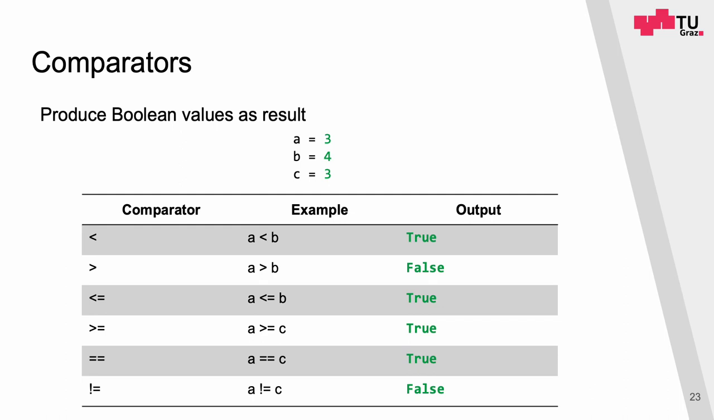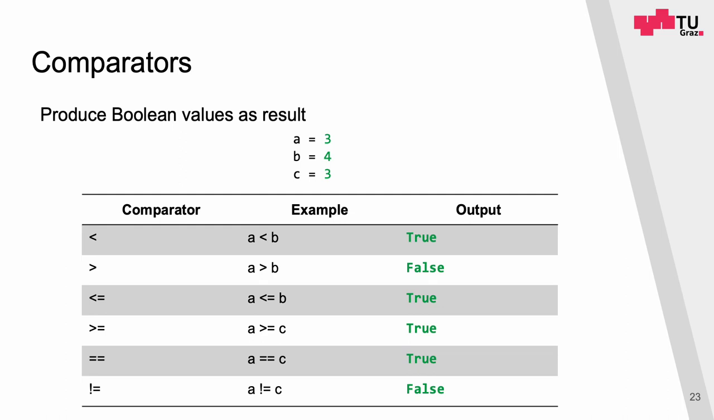And if you look at the second line, this is A greater than B. And since A is 3 and B is 4, A is not greater than B, and therefore the result, or the output, is false. Similarly, we can type A is smaller or equal to B, or A is greater or equal to C, and in both cases the result is true.